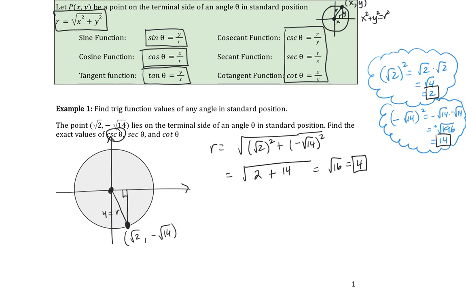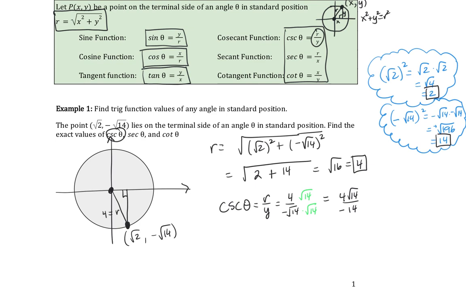We are ready to evaluate cosecant of our angle theta. So cosecant is defined as r over y. R we just found is 4, y is negative square root of 14. Now we do need to rationalize the denominator, so we need to get rid of that radical, that square root of 14 down there. We do that by multiplying the numerator and denominator by square root of 14. And then we get negative square root of 14 times positive square root of 14. That would be negative square root of 196, which simplifies to 14.